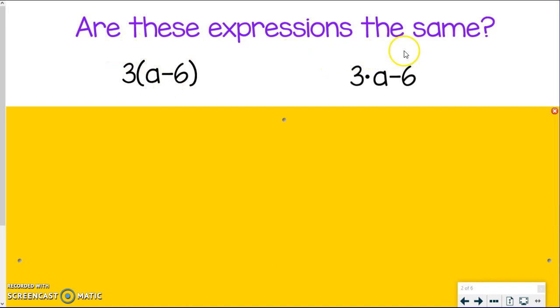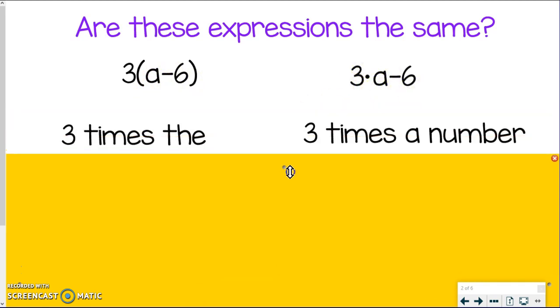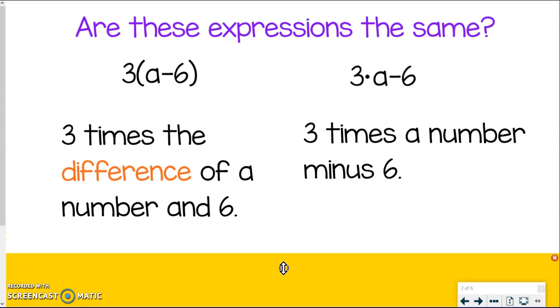So are these expressions the same? So we've got 3 versus the parentheses a minus 6, or we have 3 times a minus 6. Well, just like we proved before, I know there's a letter there now, a variable now, but these are not the same. These do not mean the same thing. Just like how it wasn't the same when we followed order of operations, they're not the same now.